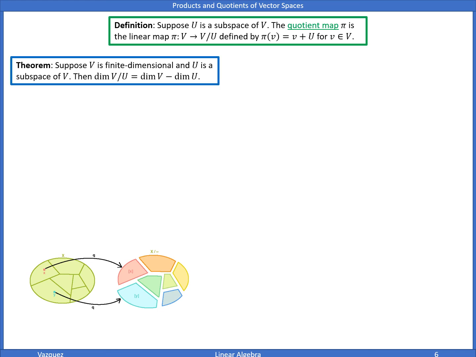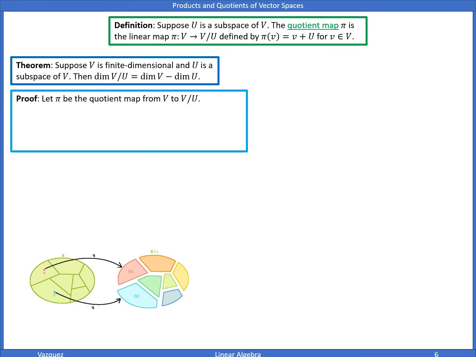But we'll be presenting the theorem that if we suppose V is a finite dimensional vector space and U is a subspace of V, then the dimension of V over U, of that quotient space, is equal to the dimension of V minus the dimension of U. Does this make sense? Again, this is a theorem you probably go over in your abstract algebra course, but we're looking at vector spaces now. Really similar. And to prove this, as you can probably imagine, we're going to be using the fundamental theorem of linear maps, which is why this proof is so short.